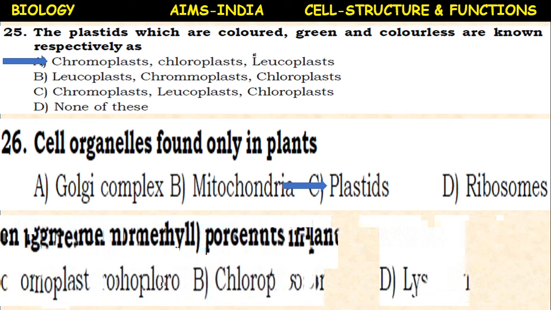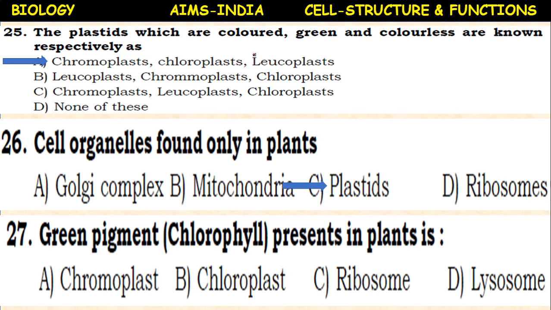The green pigment chlorophyll present in plants, in which part of the plant cell? Chromoplast, chloroplast, ribosome, lysosome. The green color pigment, green plastids are called chloroplasts. So it is present in the chloroplasts.